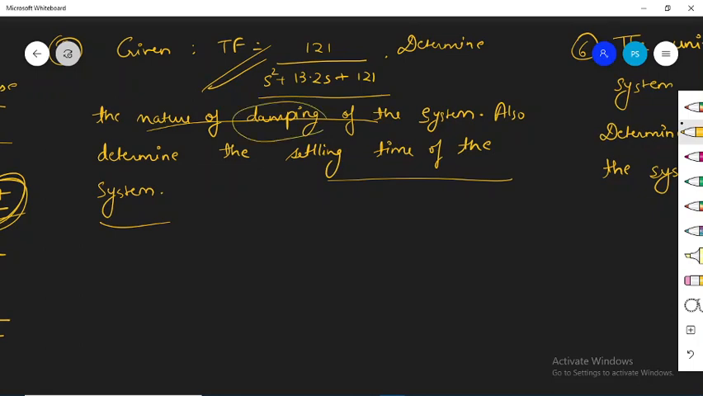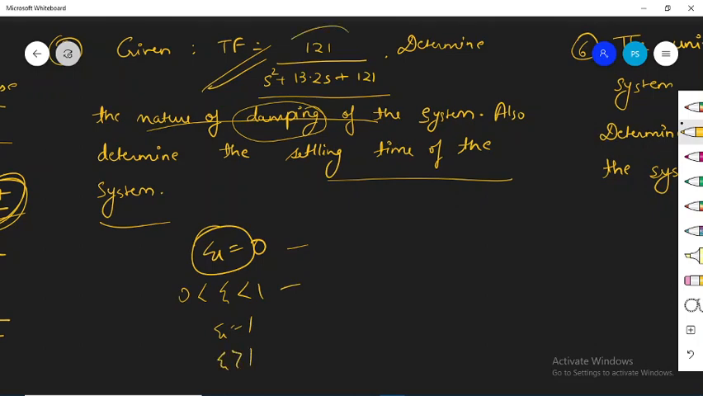If you want to find out the damping of the system, damping means you want to find out the value of zeta. If you find the value of zeta, then you can easily find out: if zeta's value is 0, then the system is undamped. If it is between 0 and 1, then it's going to be underdamped. If it's equal to 1, critically damped, and greater than 1, overdamped.